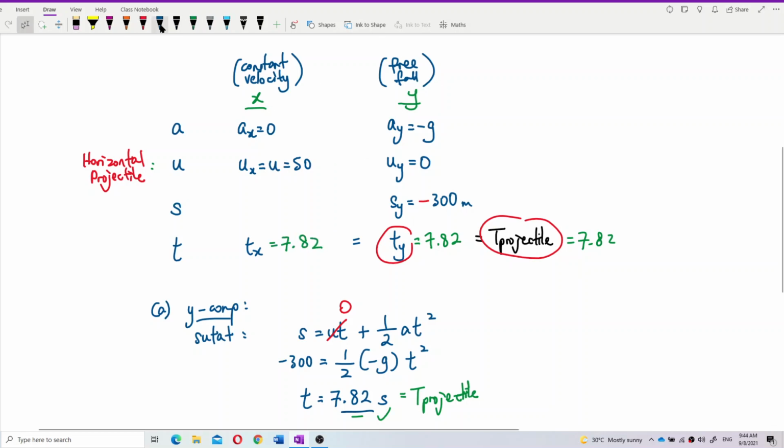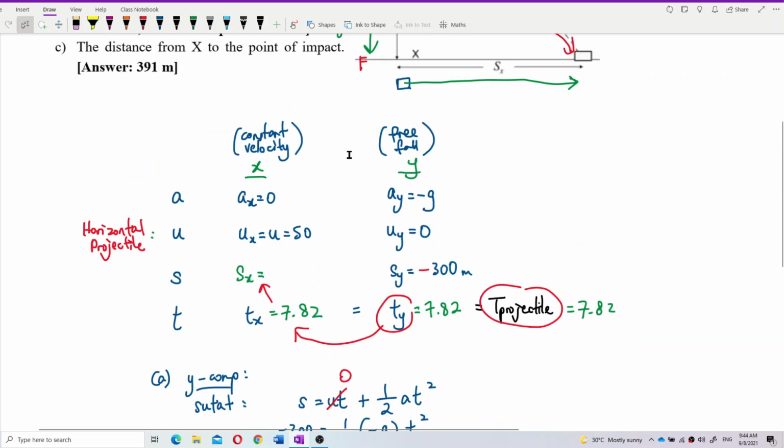Now you see we link already from the y component to the x component. So from the x component later on we can find, we have three information already. We have 1, 2, 3 information. So from 3 information we can get the displacement. Later on we can get the horizontal range because we already have 3 information, the time we take from the y component. So this is how we always link.